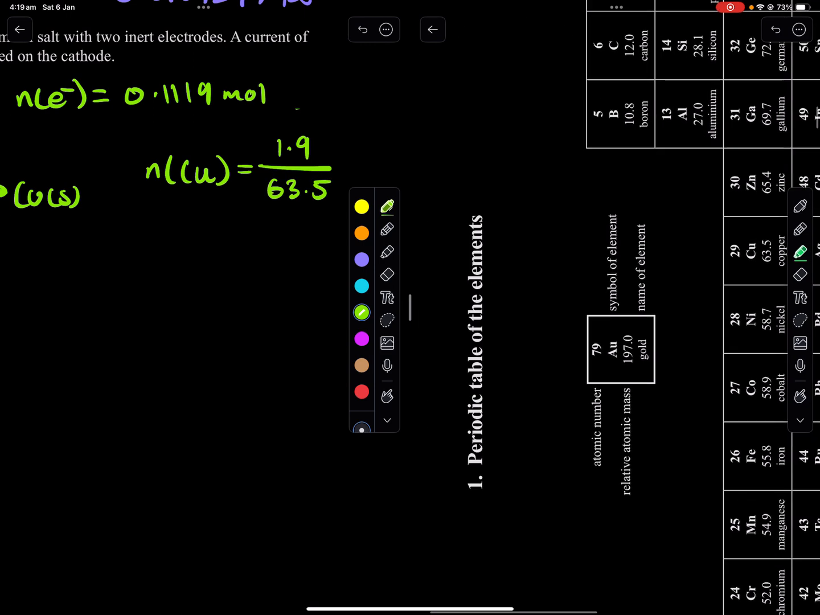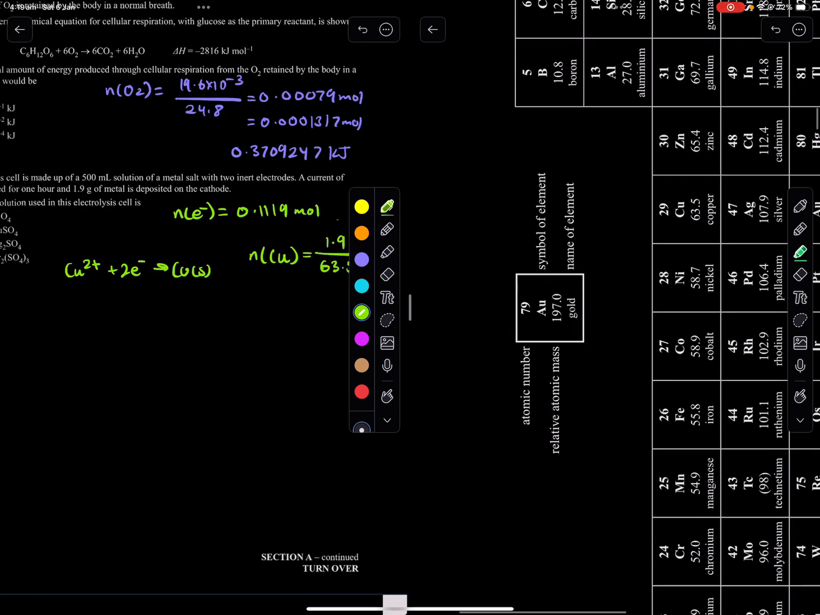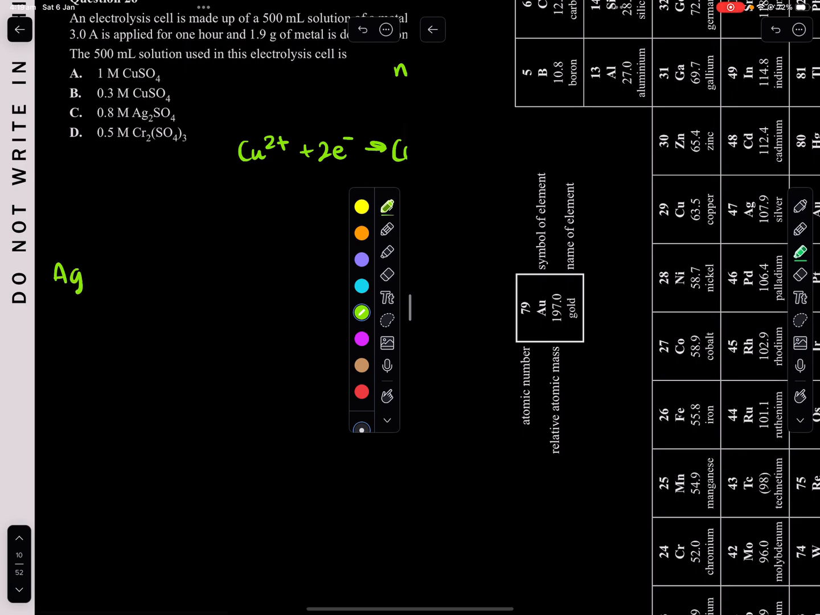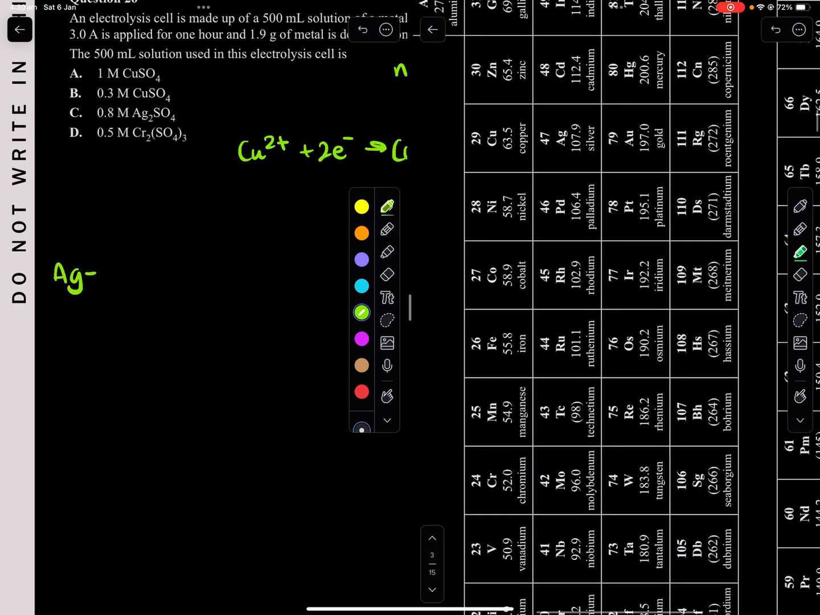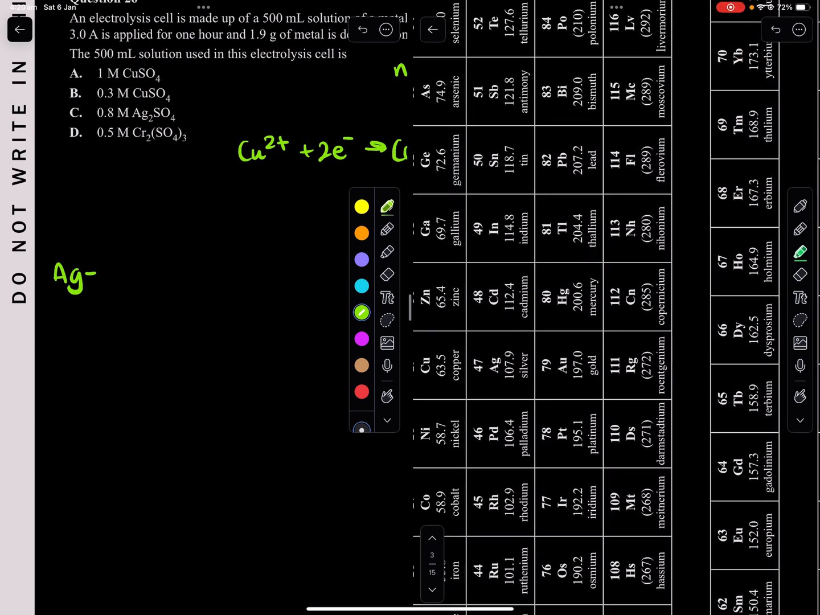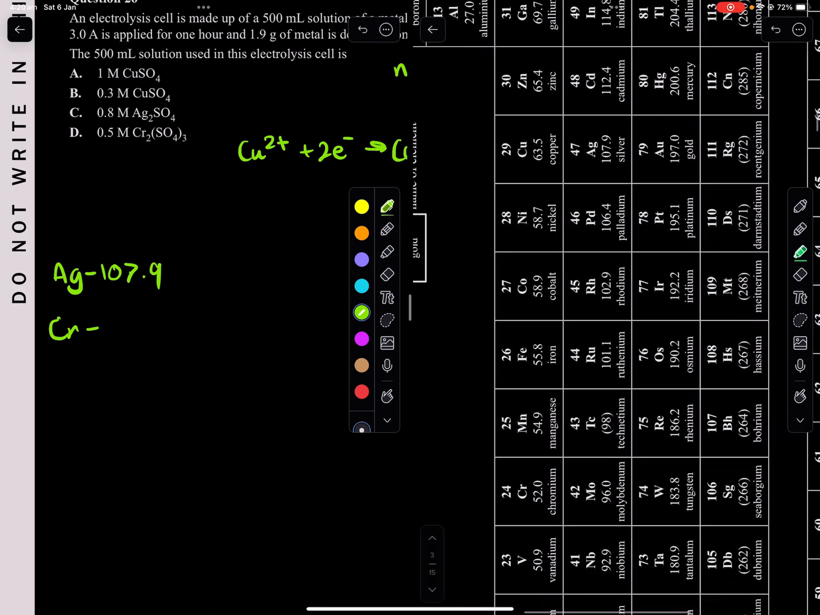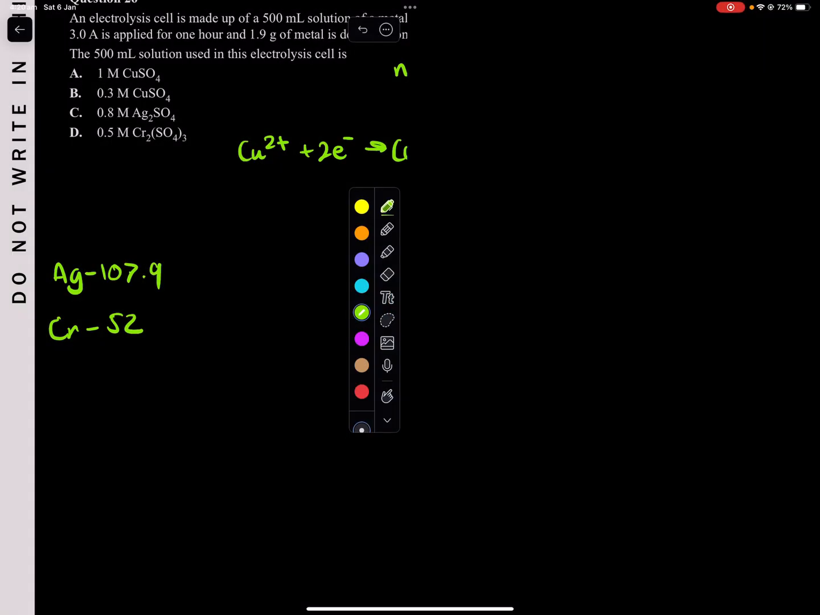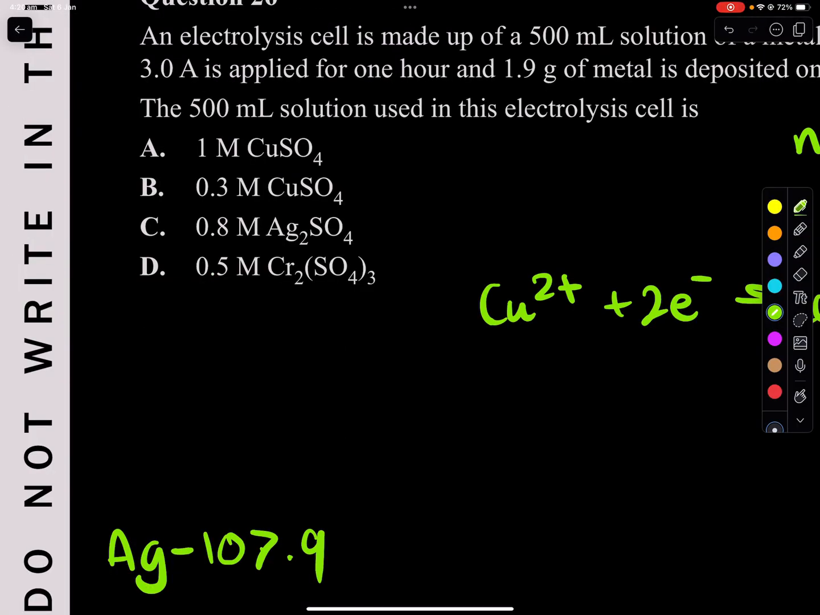Okay, so we have copper. That's good. I'm actually just going to write all of the molar masses of the other ones. Copper is that. Ag is 107.9. And chromium, which is the next one, is 52. That's it. I don't want to look at my periodic table anymore. I just want to do the question.